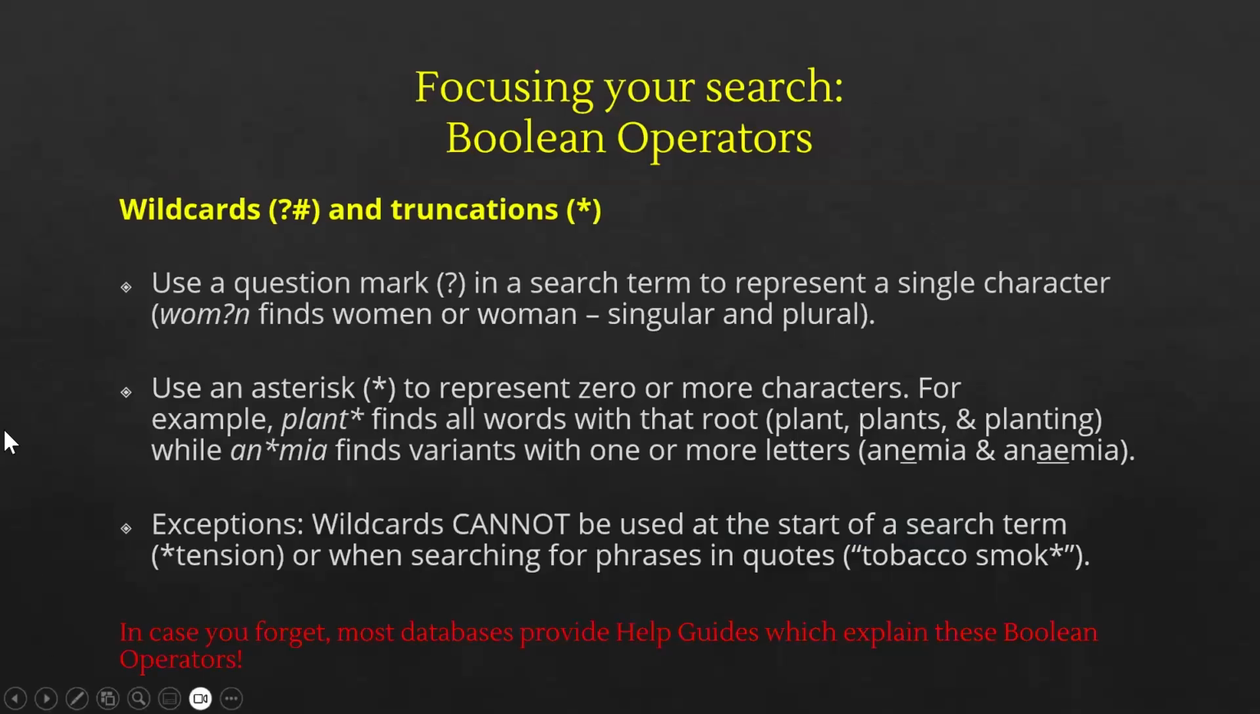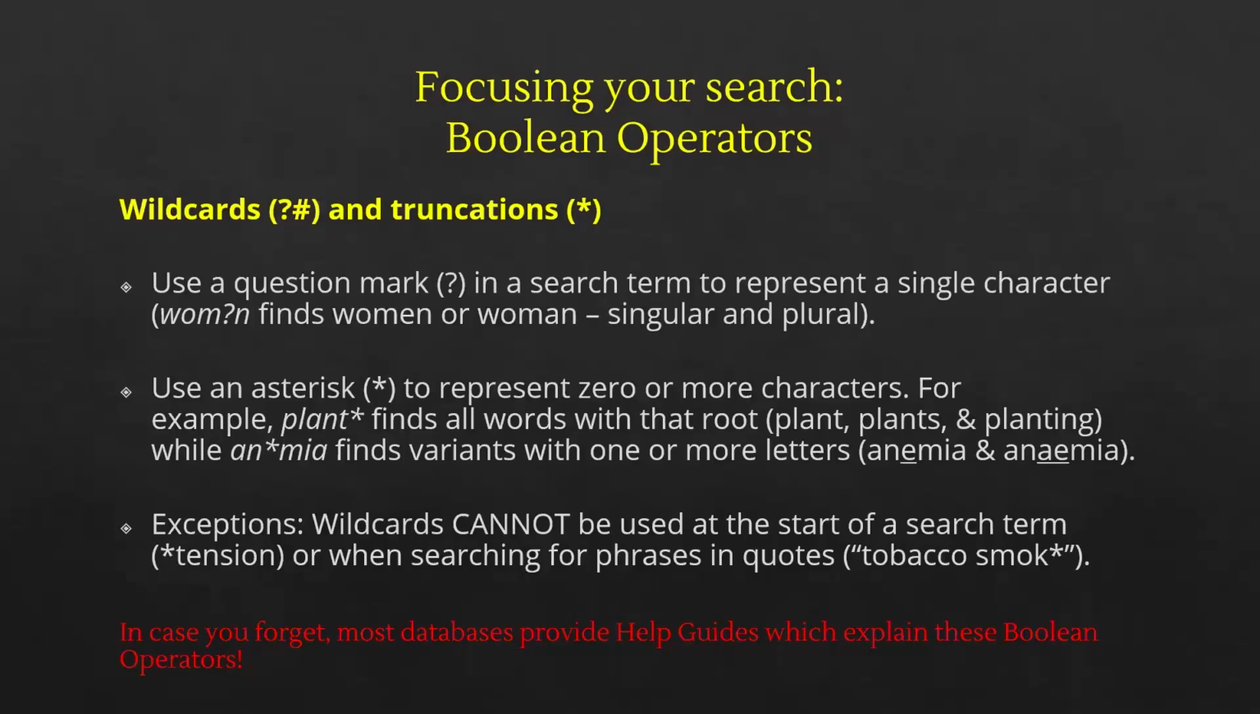There are also things known as wildcards and truncations. With a wildcard, you have things like a question mark. If you insert the question mark into your search criteria, you can use it to represent a single character. For example, with woman, if you put that question mark after the W and before the N, it will pull out all studies related to either woman as a singular or women as a plural. So obviously, if you're looking for studies relating to females, you would want those studies, whether they're labeled as woman with the O or women with the E.